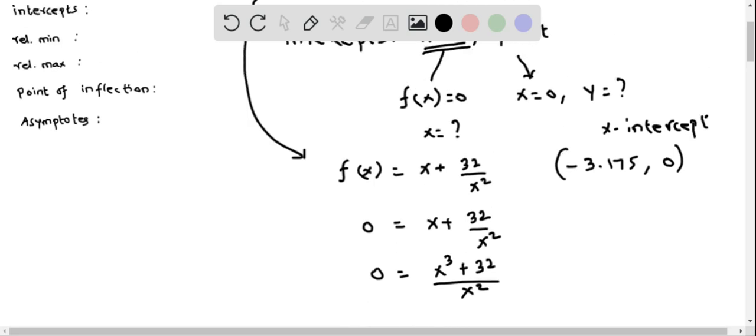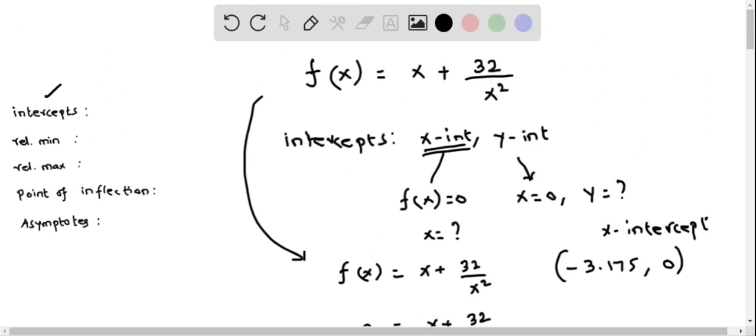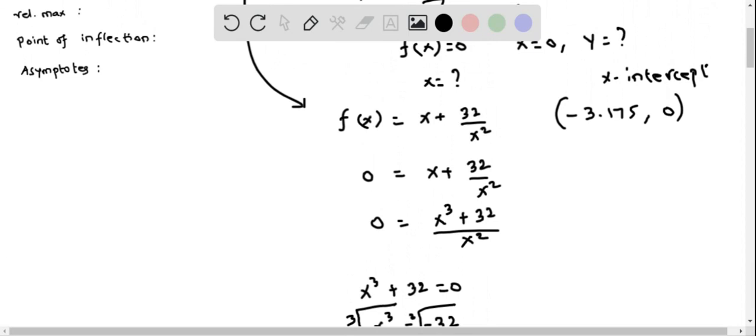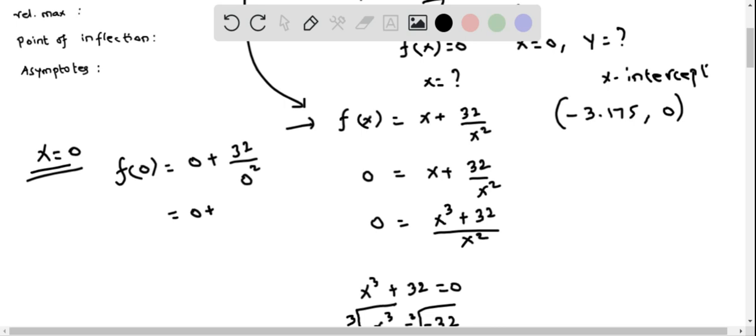Now let's see if we can determine the y-intercept by plugging x equal to 0 and determining y. So we can utilize this f of x. We plug in x equal to 0 and determine f of x. So we get f of 0 equals 0 plus 32 divided by 0 squared. And so this is undefined, as 32 by 0 is undefined, or infinity. So we can see that there is no y-intercept.